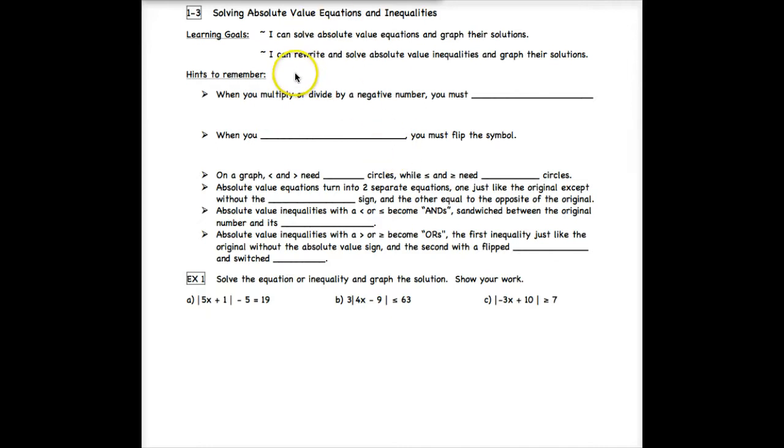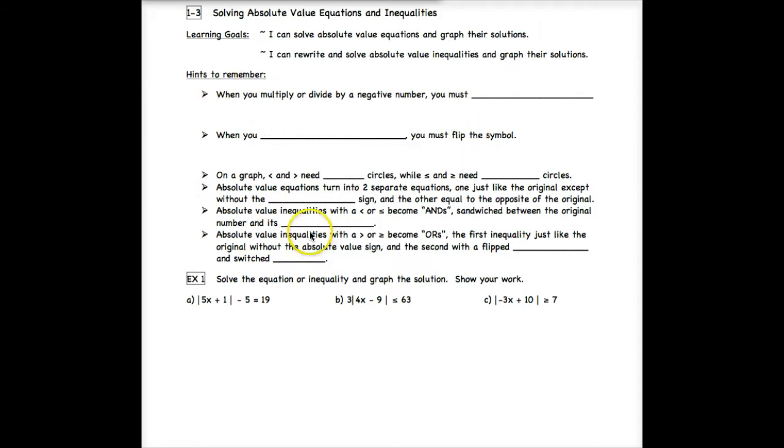So the learning goals we're trying to hit: we're trying to make sure we can solve absolute value equations and graph their solutions, and that we can rewrite and solve absolute value inequalities and graph their solutions. Now, you've learned all of this in Algebra 1, but you may not remember some of it. Hopefully you remember parts of it as we go along. It should at least feel a little bit familiar.